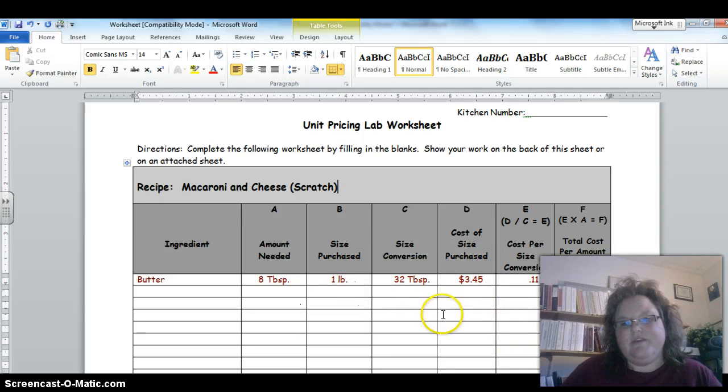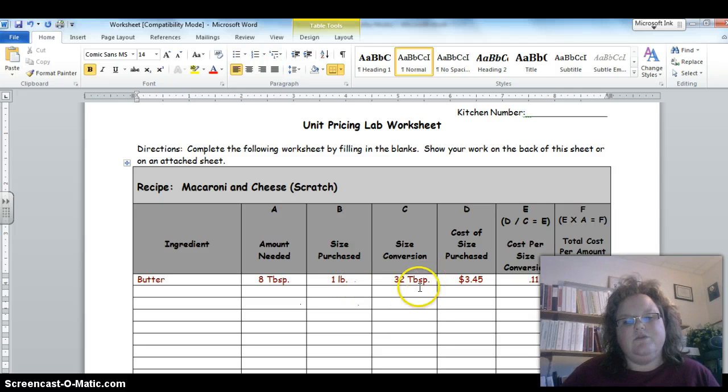What gets tricky for some people is column C. Column C says size conversion, and all that means is I need to look at what I need for the recipe, which in this case, in the example I've given you, is 8 tablespoons of butter. I need tablespoons, but I purchase pounds. So in the conversion, I need to figure out how many tablespoons are in a pound of butter.